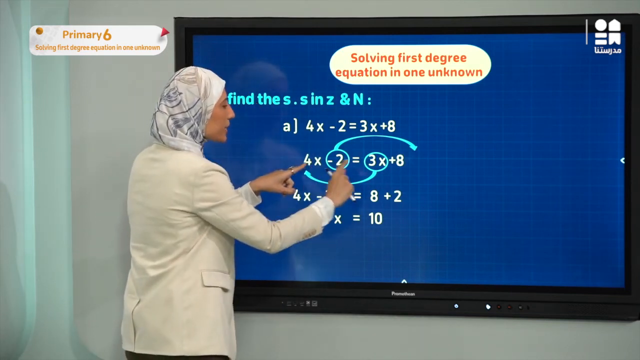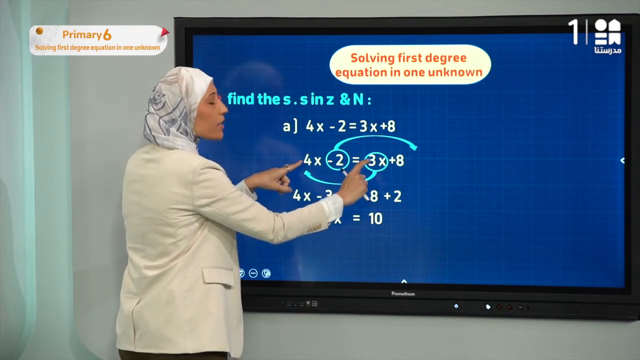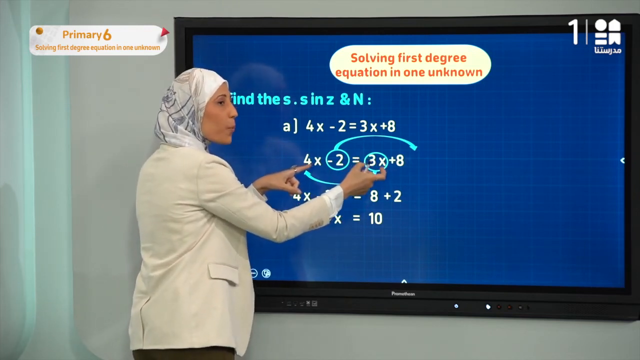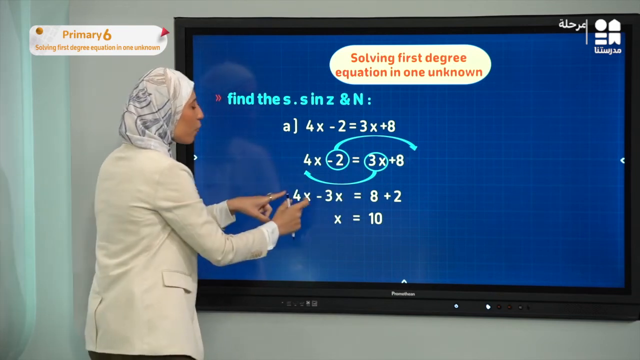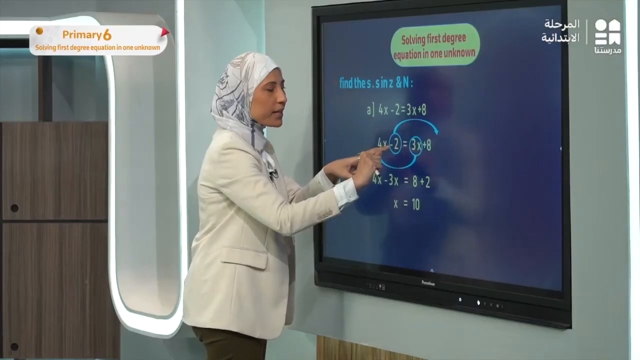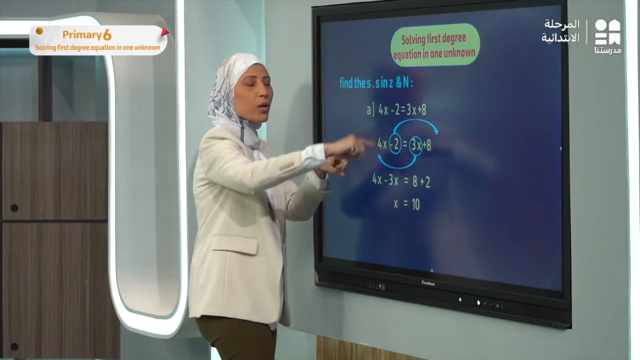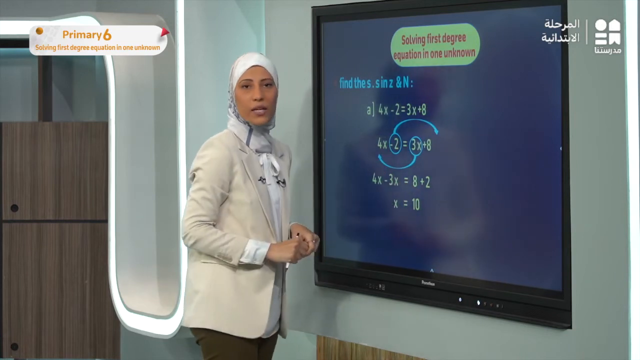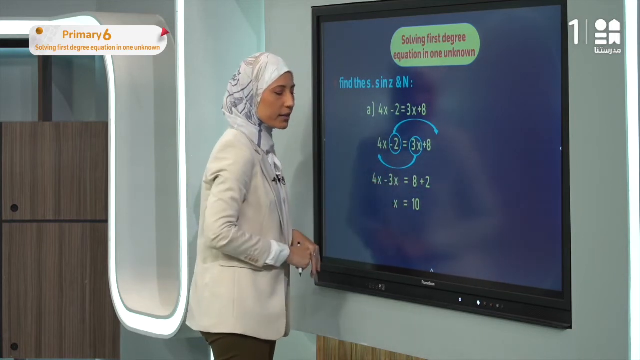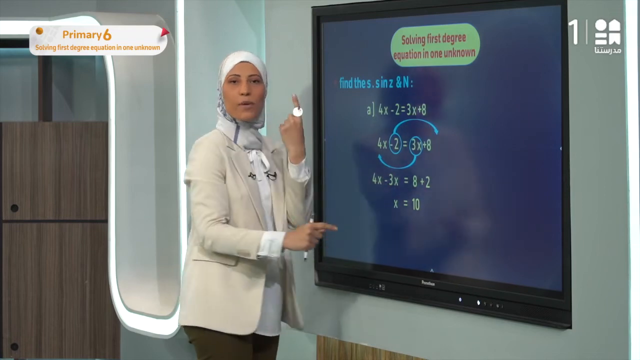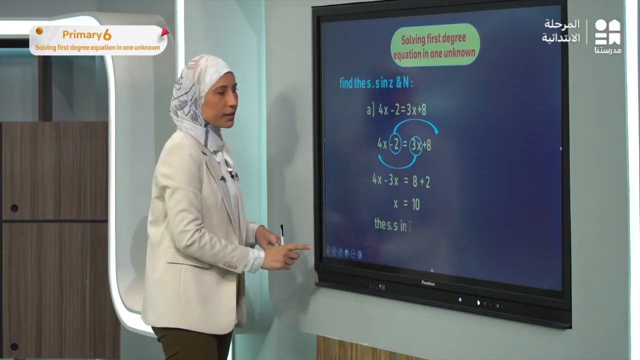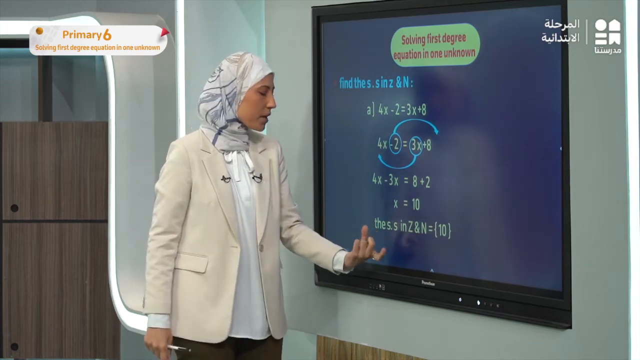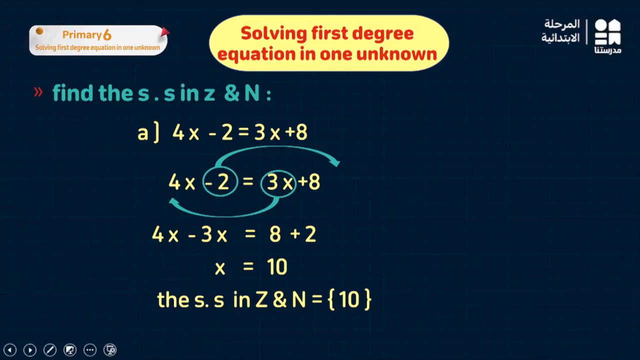So it will be 4x minus, or plus, of course minus. Why? Because I have here 3x with a positive sign, so I will move it to the other side with the negative sign. So 4x minus 3x equal negative 2. When I move it to the second side, I will make it plus 2. So it will be 8 plus 2 equal 10. So 4x minus 3x gives me only 1x equal 8 plus 2, which is 10. So x equal 10. Then the solution set in Z and N equal 10.